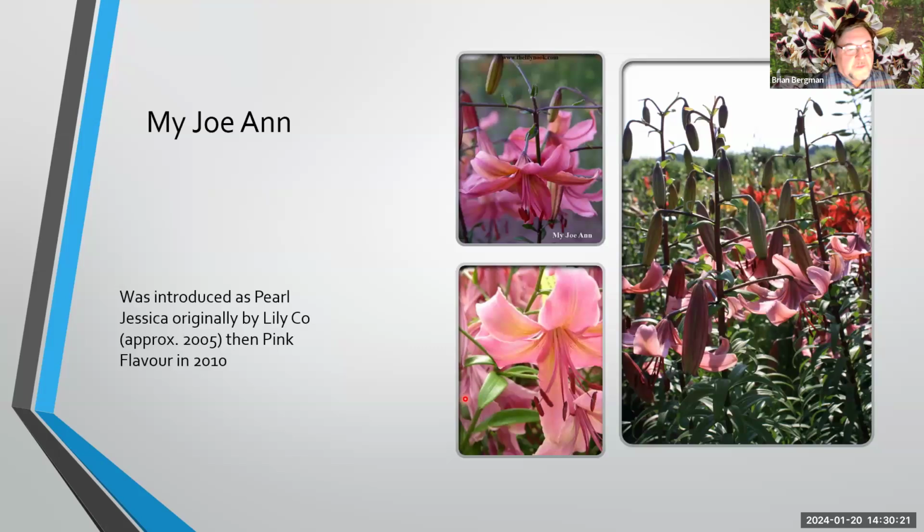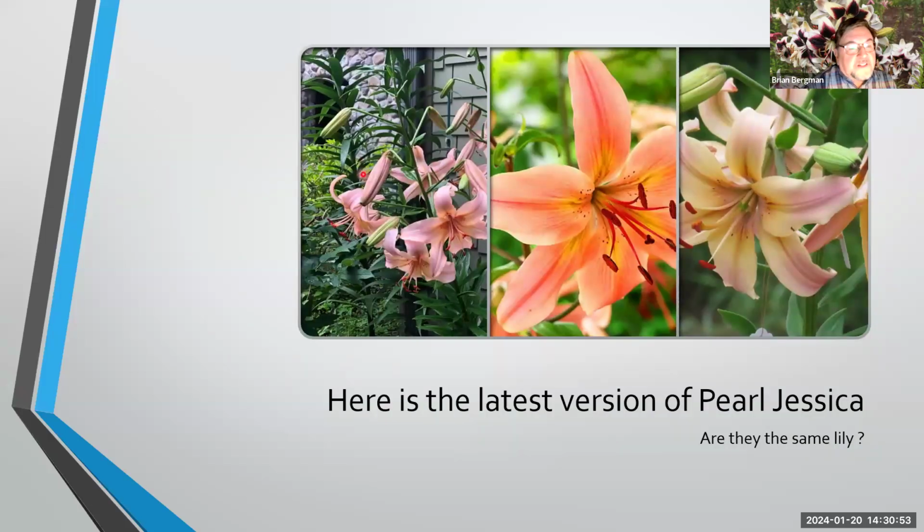And then we have My Joanne, which was originally called Pearl Jessica by Lilium Company in 2005. And then in 2010, they called it Pink Flavor. Again, if you look at the plant, the flower, the stems, then you can tell. The color can vary because it's a pink, depending on the temperature and when it was flowering. Okay, next slide. So My Joanne was the first Pearl Jessica. This today is the latest version of Pearl Jessica.